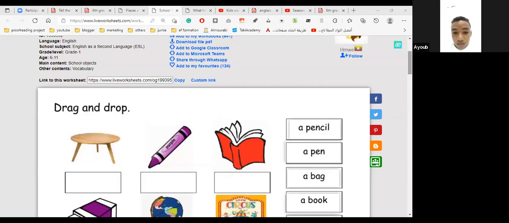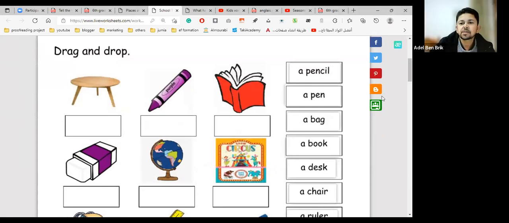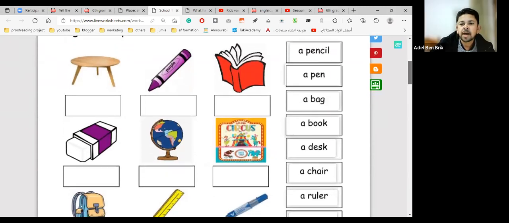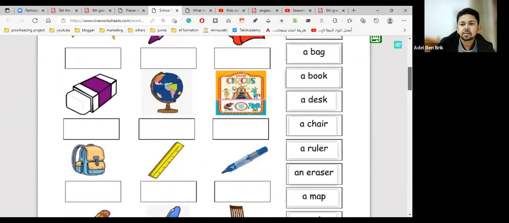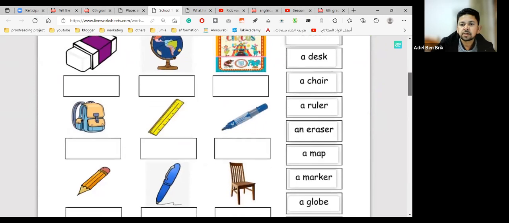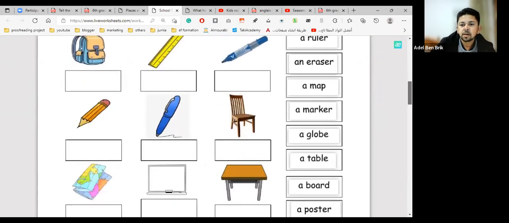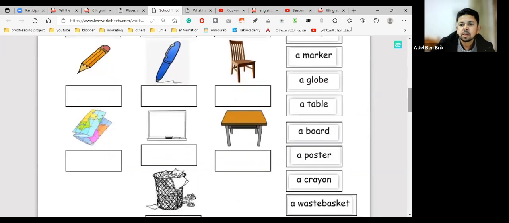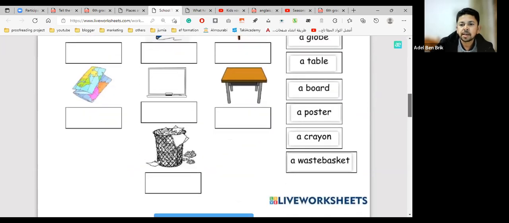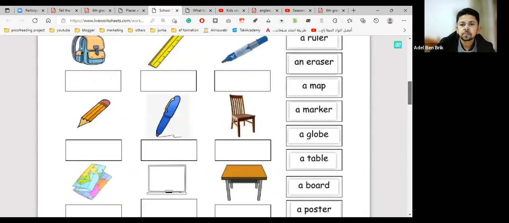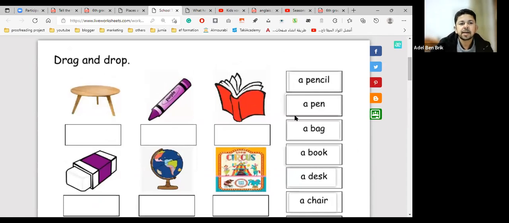Okay, we are going to move to another exercise, but it's not related to places, but to things that you can have in your school. So we are going to drag and drop. We have pencil, pen, bag, a book, desk, chair, a ruler, an eraser, a map, a marker, a globe, a table, a board, a poster, a crayon, and a waste basket.